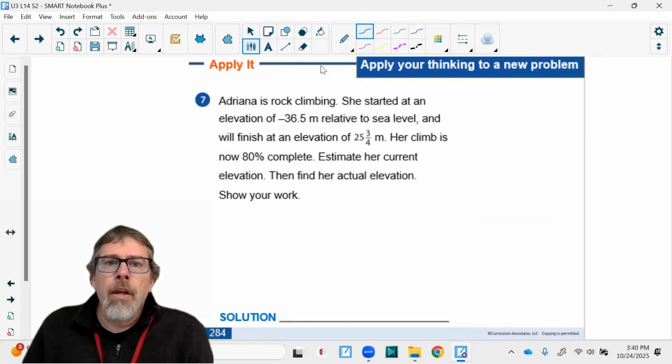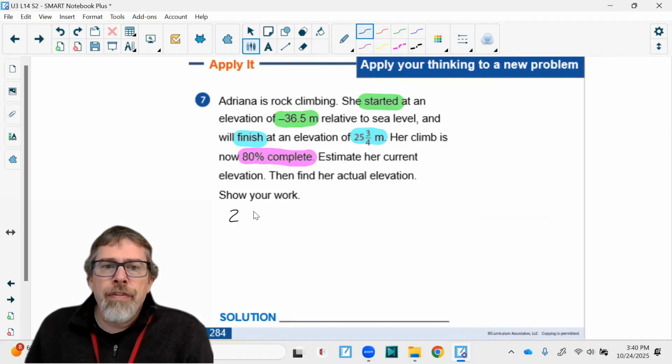So what's going on here is she has a starting elevation, and then she has a finished elevation here, but she's only 80% complete. So she's not at this elevation, she's below it. So we need to find the distance between these two. So if I take 25.75 and add a negative 36.5 meters, so we're combining these two.